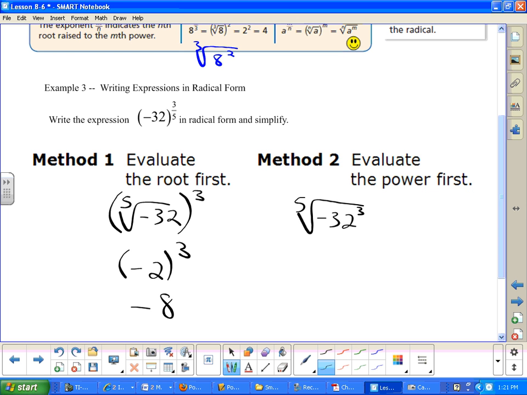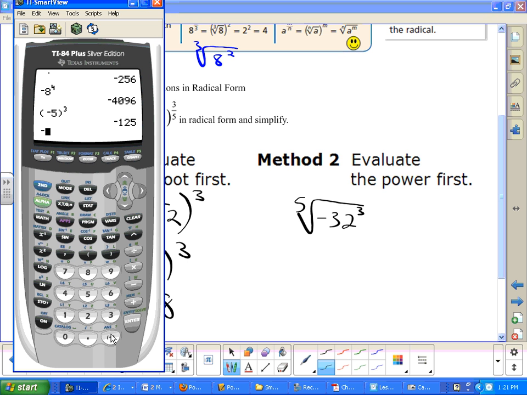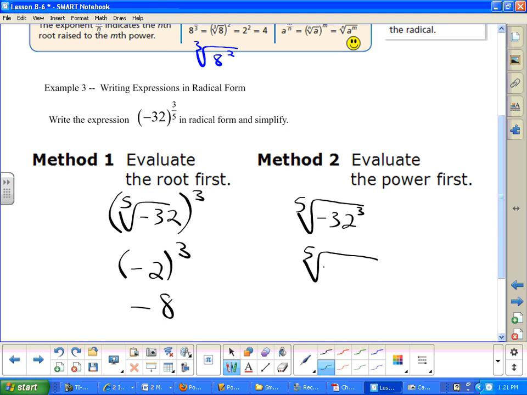If I did it the other way, well, I don't know what negative 32 to the third power is, so I have to pull my calculator out for that. And that's this big number, negative 32,768. Anybody know what the fifth root of that is? Sure you do. It's negative 8. But you didn't know that otherwise.